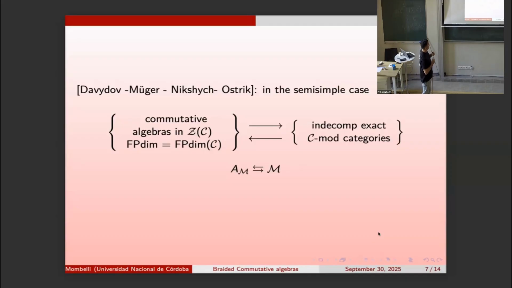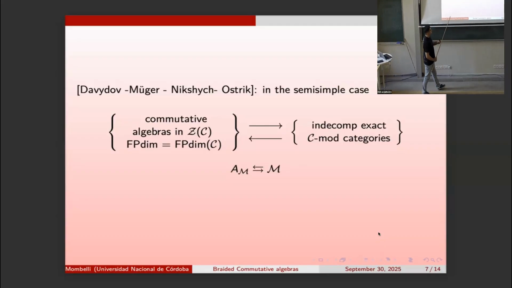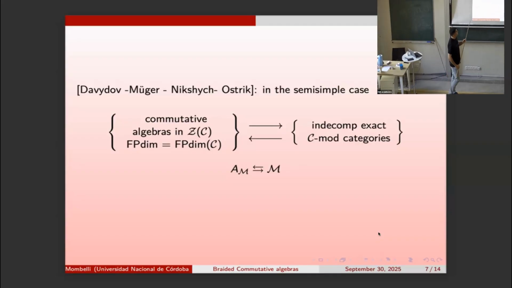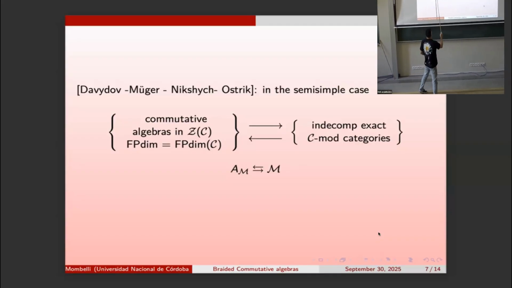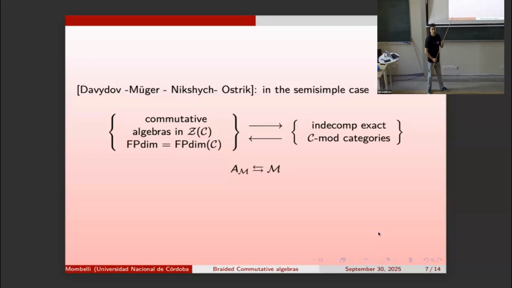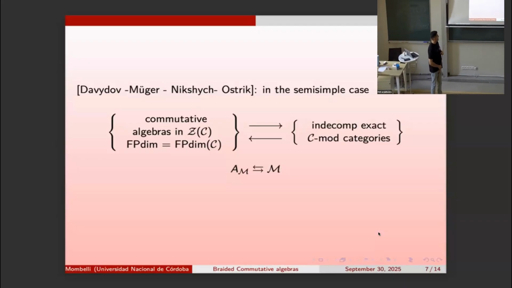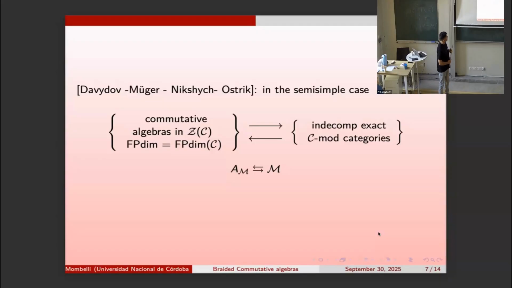Because it is FPdim A_M equals FPdim C. A_M, yes, this is the adjoint algebra of M. But on that left side of the equality, it's the FP dimension of the algebra, right? Yes, it's the dimension of the algebra. So in some sense, this algebra has the biggest dimension possible. One could ask what happens with subalgebras of this algebra, and this will be next.